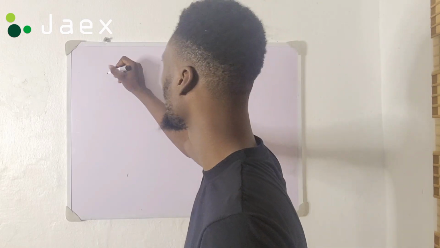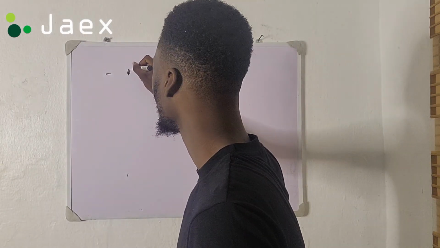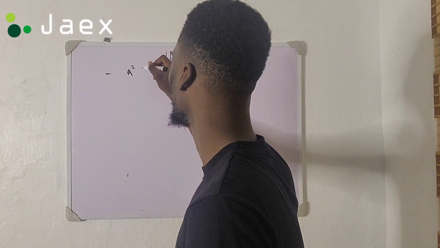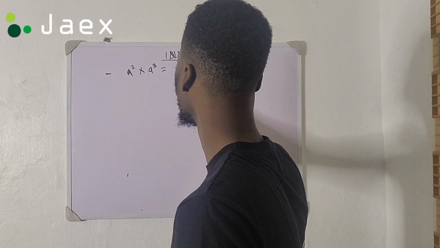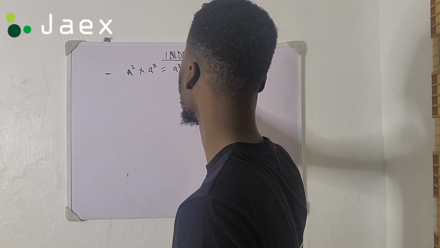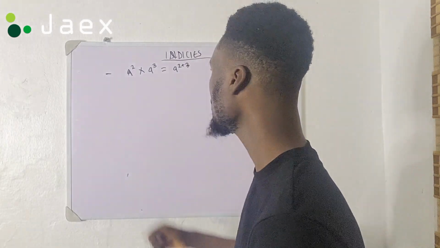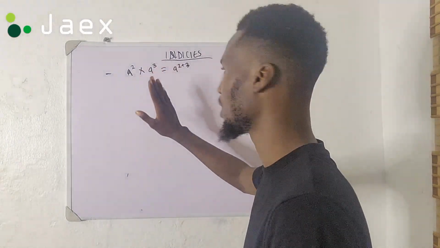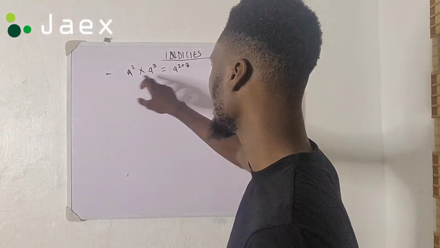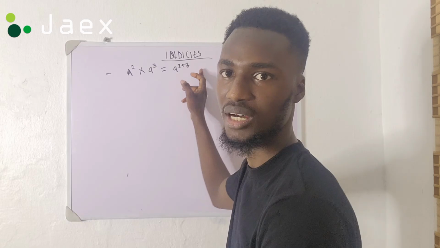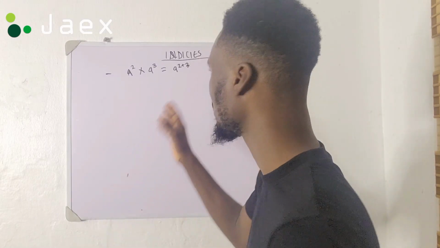Now, the first law of indices we have is when you have a raised to the power 2 times a raised to the power 3, it's equal to a raised to the power 2 plus 3. This is the first rule, and it states that if you have the same alphabet or numbers and they have 2 different powers, when multiplying those numbers, you add the power together. So you can see indices help to show you laws that will help you work with power related questions.